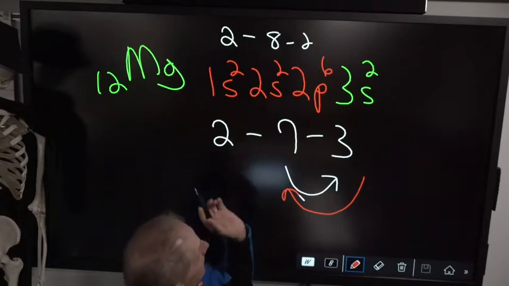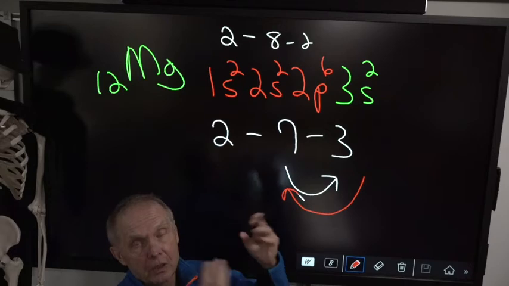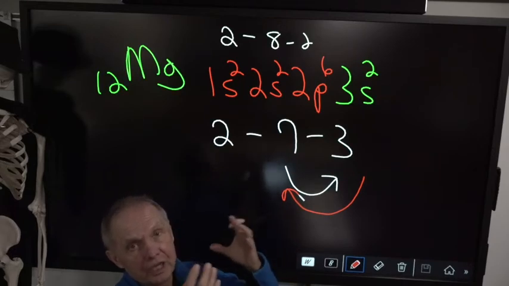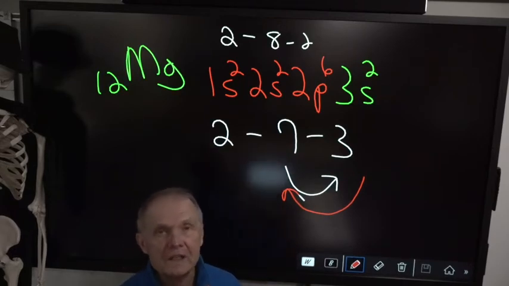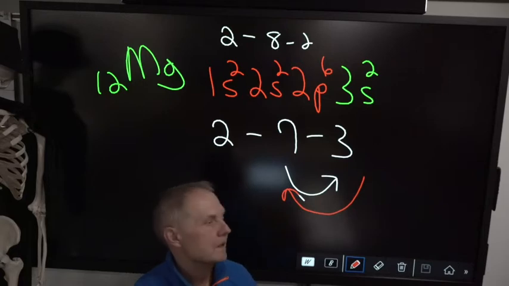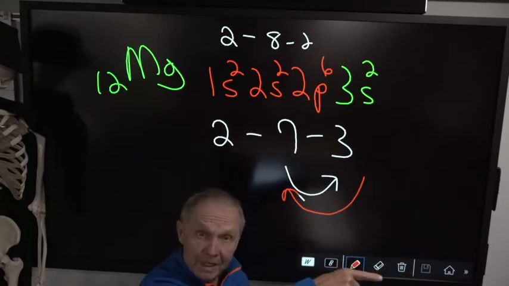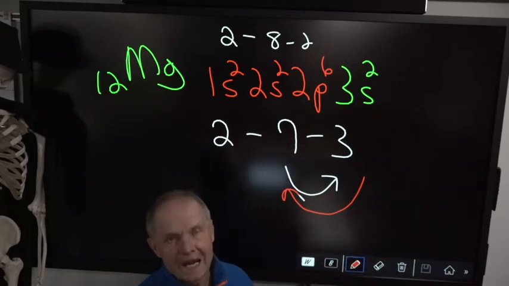So this is ground state. All the electrons fill the closest orbitals and subshells and shells. And then excited state, you have to excite the electron to make it jump out. It doesn't want to be out there, so it jumps back.